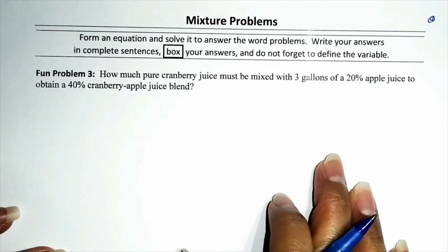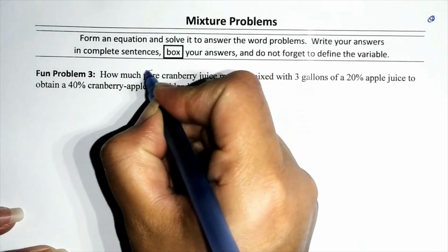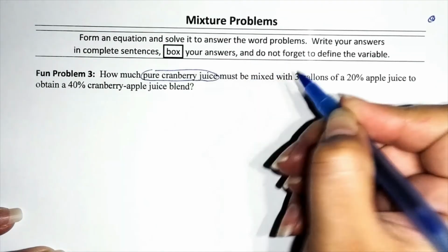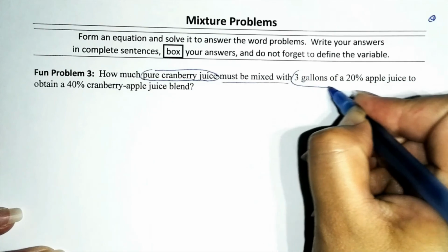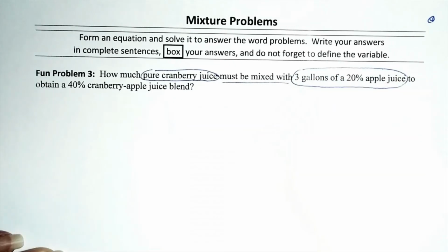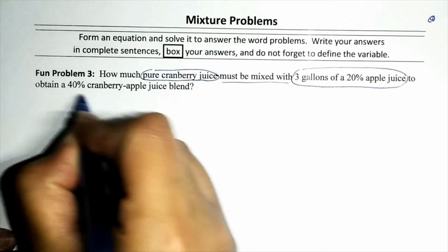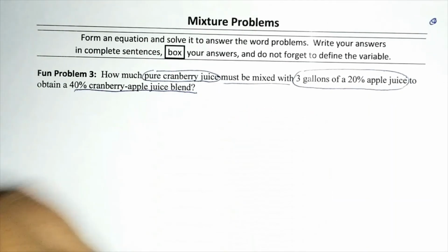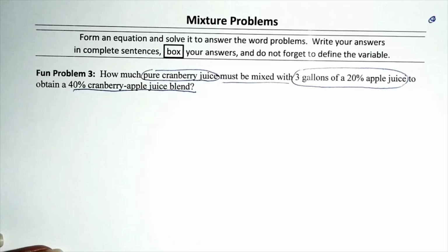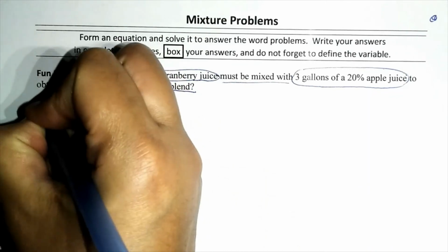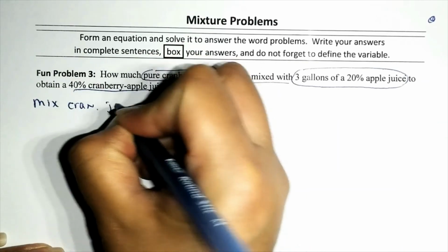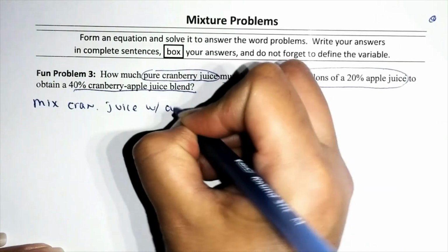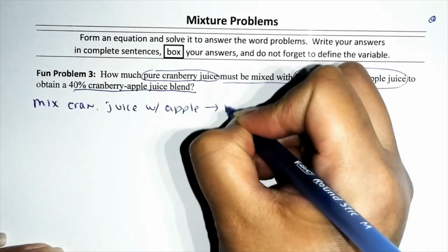Okay, so from the top, how much pure cranberry juice? So we have some pure cranberry juice must be mixed with 3 gallons of a 20% apple juice. So we have some apple juice, and we know how much, to obtain a 40% cranberry apple juice blend. So it looks like I highlighted everything, but that's just how I think. I circle things that I find important. Okay, so mixture problem. So I'm gonna say mix the cranberry juice, I'm gonna do my made-up abbreviation, with apple juice to get a nice mix.